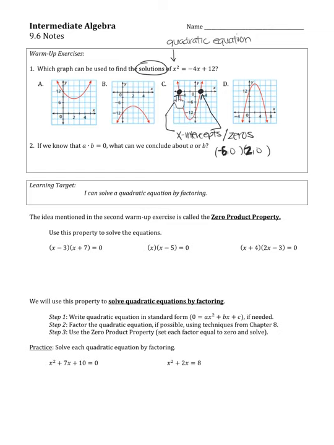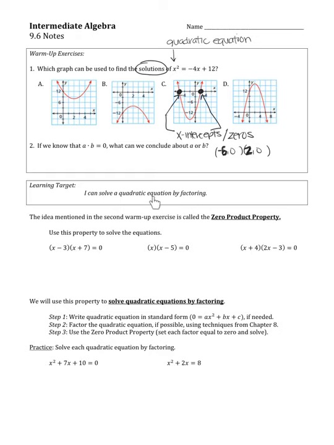Last section, we talked about how to find these points graphically by looking at the graph and estimating where that parabola crossed the x-axis. More recently, we have learned that there is a way to solve for an x, solve for these solutions, intercepts, or zeros, algebraically by using factoring.